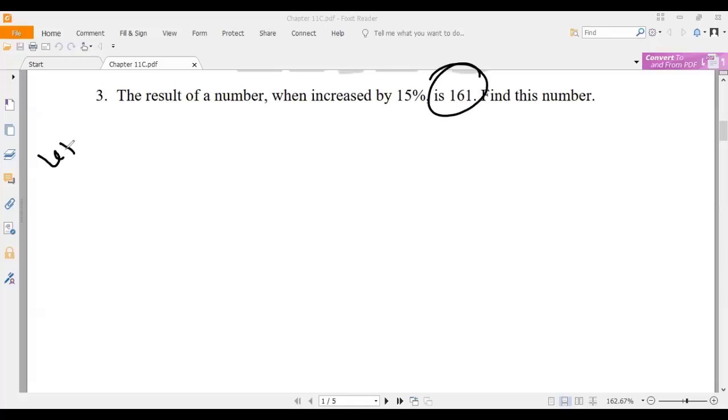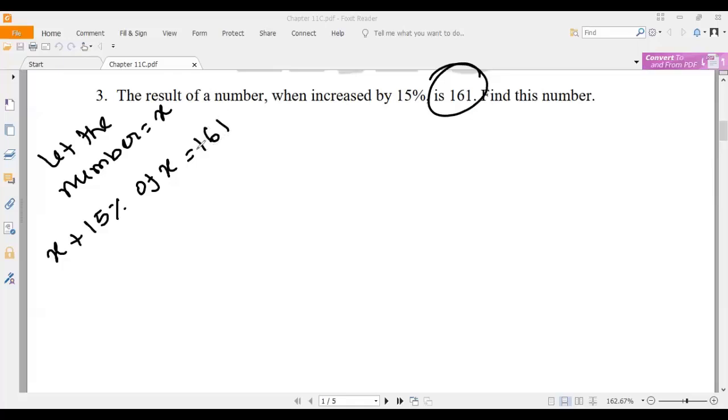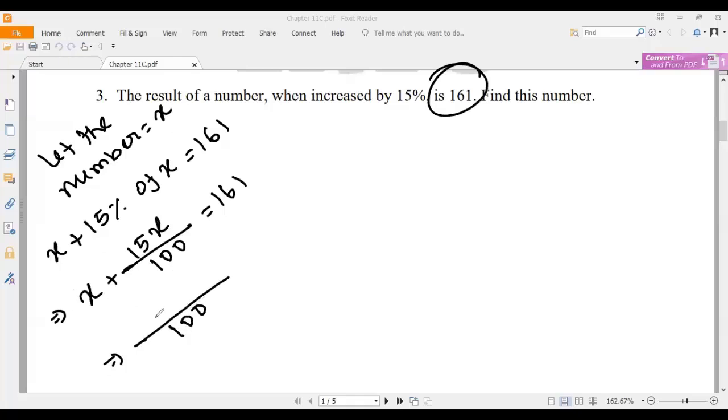Let the number be x. Now, according to the question, when this number x is increased by 15%, that means x plus 15% of x, then it will give a result 161. Now the question asks to find out the value of x. So x plus 15% of x means x plus 15x by 100 equal to 161. After calculating this one, we'll get 115x by 100 equal to 161.